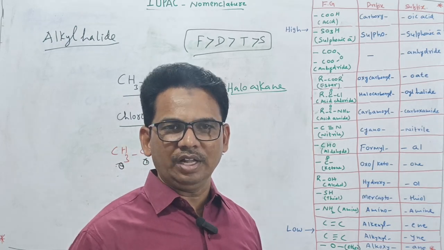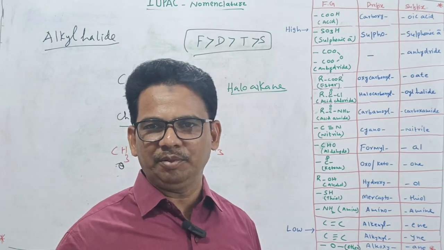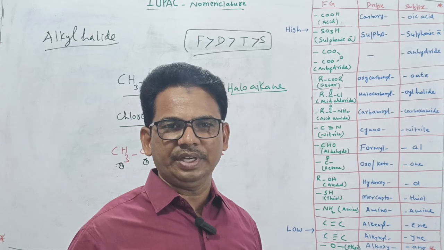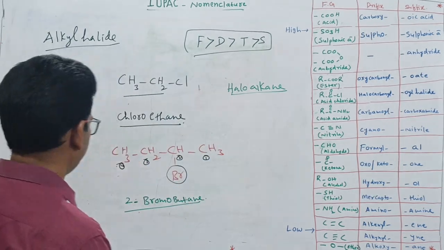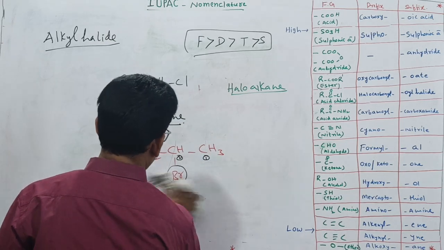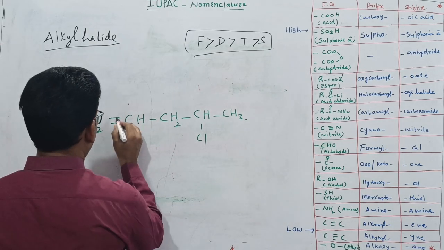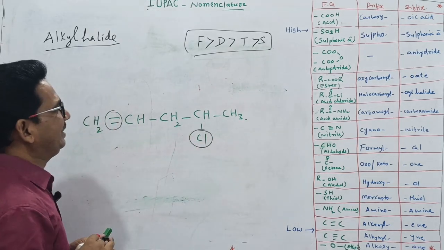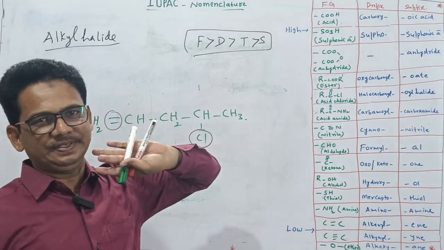You go to any book and refer. I will challenge you. In all the books you can take, either Bahl and Bahl, Morrison Boyd, they will give one example or two examples. But we have to practice. Then one more example I will give. See, in this case, double bond is also present, substituent is also present.